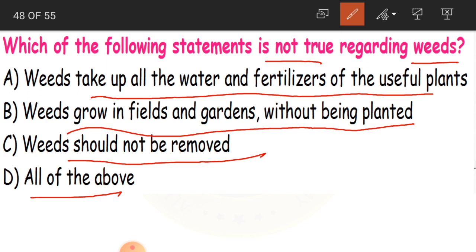Like we already know that weeds are unwanted plants. No, they are going to take up all the water and fertilizers which we give to the plants. No, so that is why, which is not true, that statement we have to choose. So then C is the answer. Weeds should not be removed. Actually, weeds should be removed. Okay, so that is the answer. Clear, children?